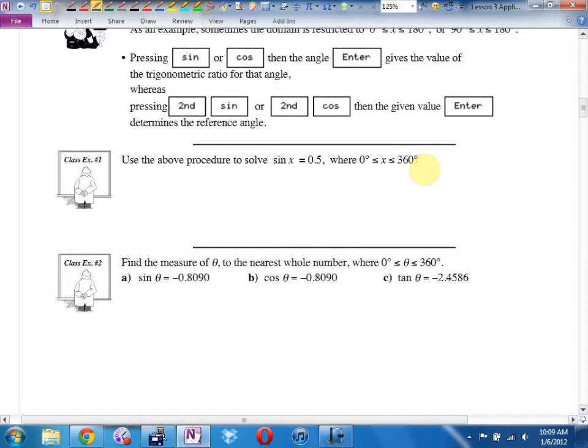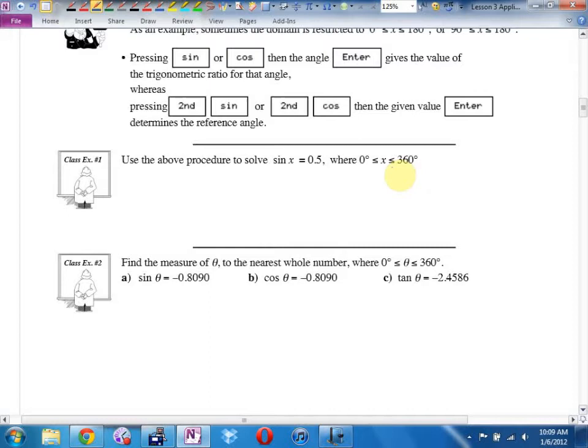So what we're going to do from now on is give you a domain restriction, and usually it's going to be between 0 and 360. Usually we're going to say, go once around the circle and quit. Every once in a while, they'll change the domain, so keep your eyes open. But 99% of the time, once around the circle and quit. Okay?